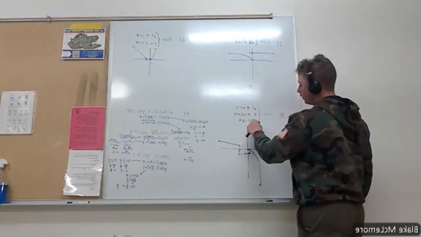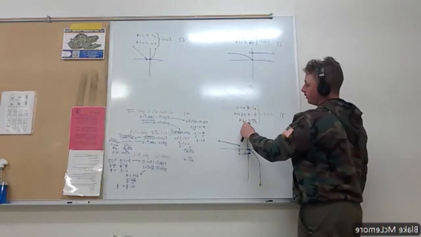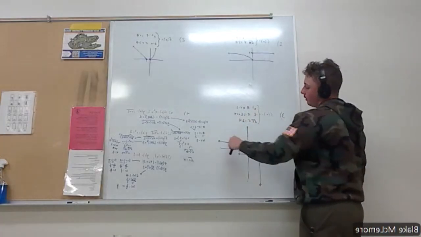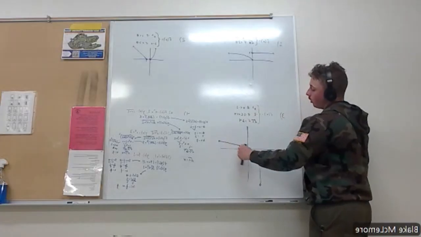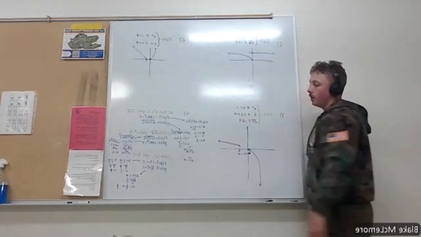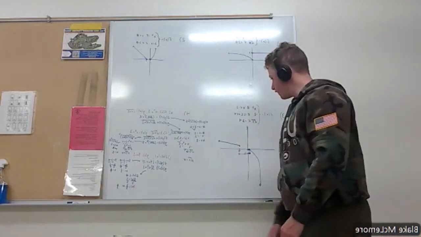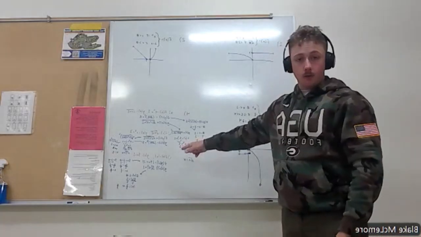And then square root x if x is greater than or equal to 4. Same deal. Draw the little, erase this half, closed circle, done. And then here's this one.